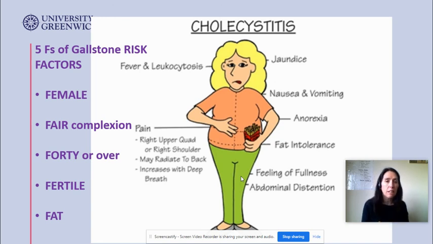This does not mean to say that men cannot get it, or that dark-haired people cannot get it, or that people who are not of childbearing age cannot get it. It's just these are the more likely people to have cholecystitis.